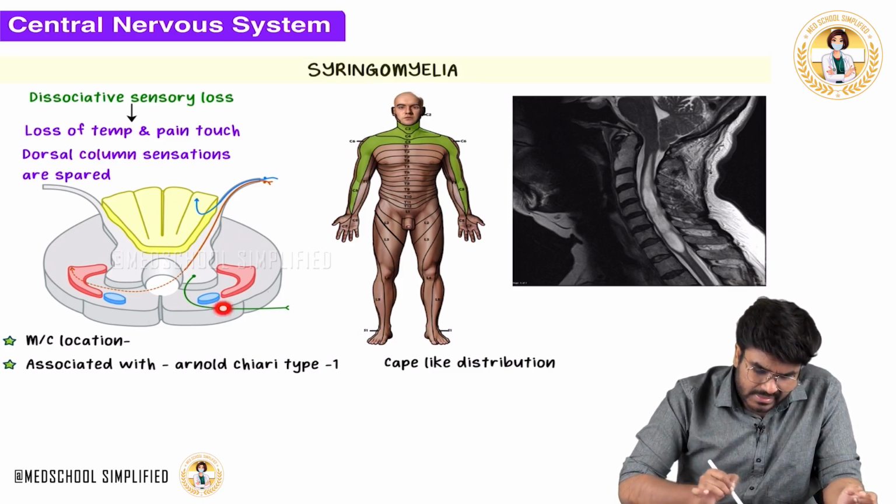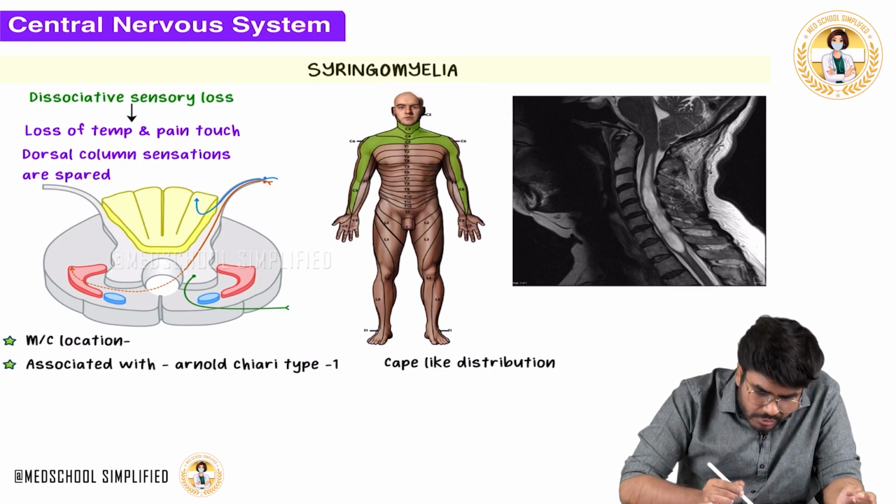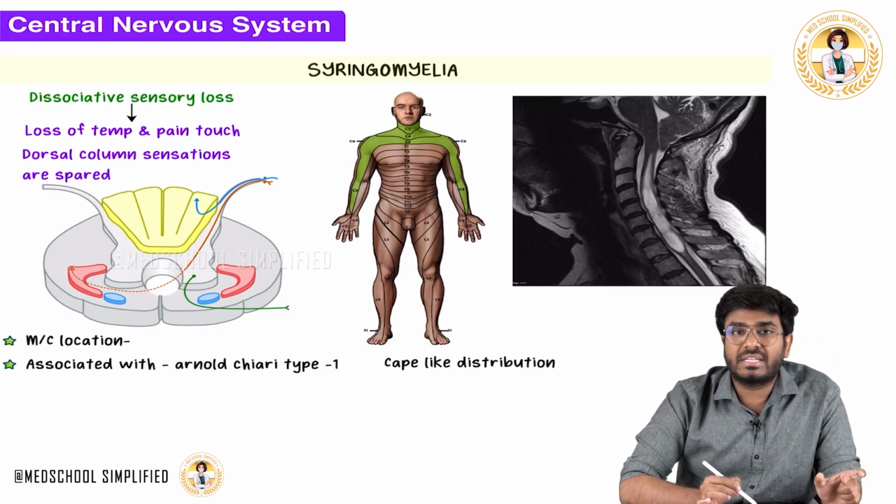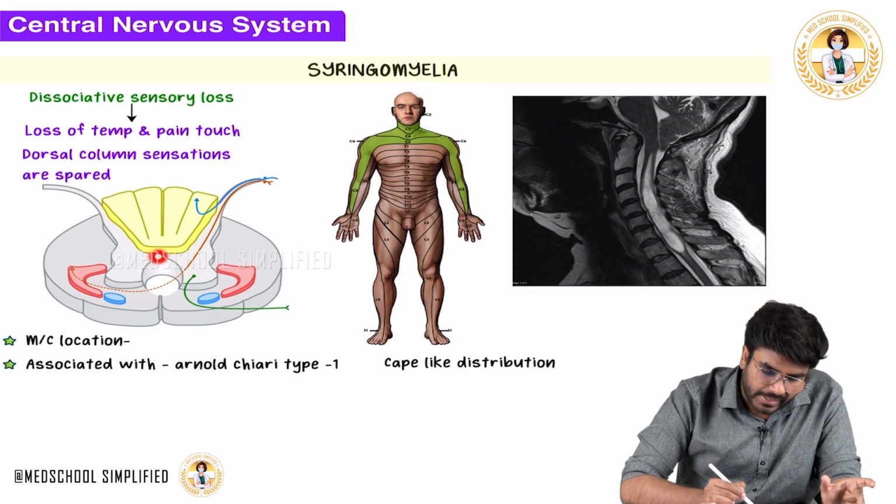Guys, see here, this is the cross section of the spinal cord in which I am showing you the cavity. Here is the syrinx, and the cross section I am showing you is at the level of the cervical spine. This is the cervical spinal cord, and please appreciate, this is not the central canal, this is the cystic cavity which is present over here.